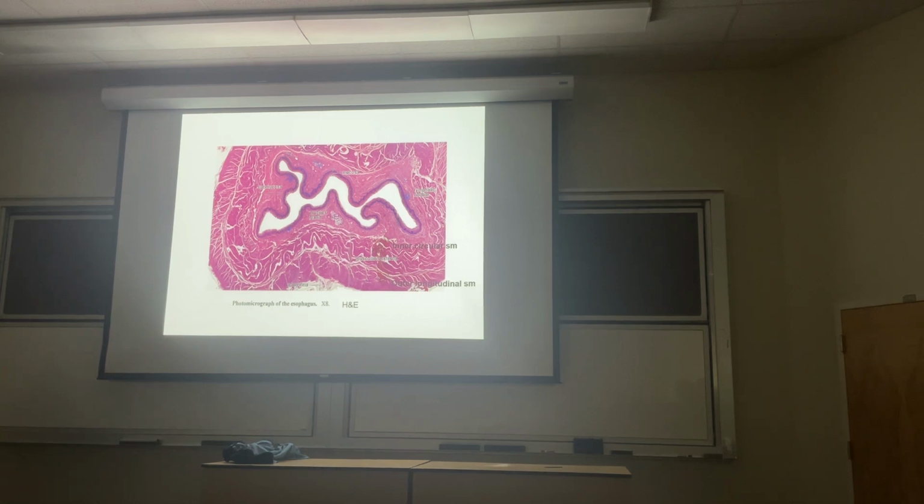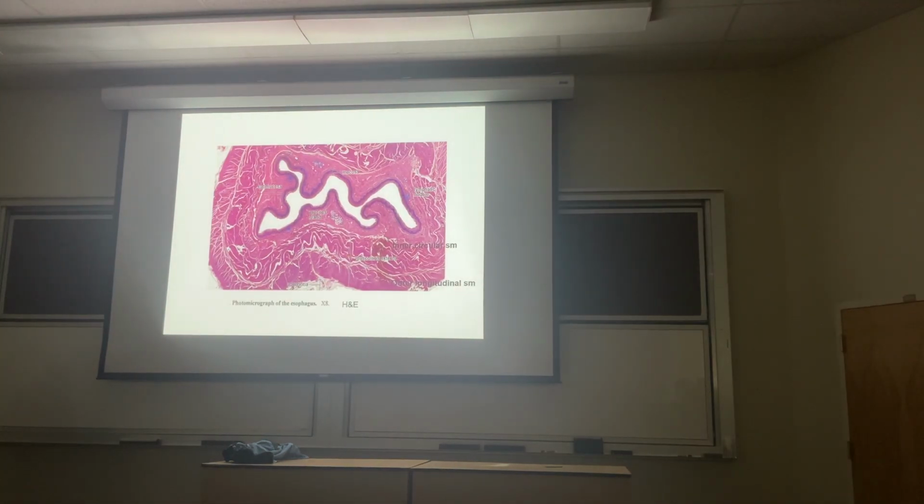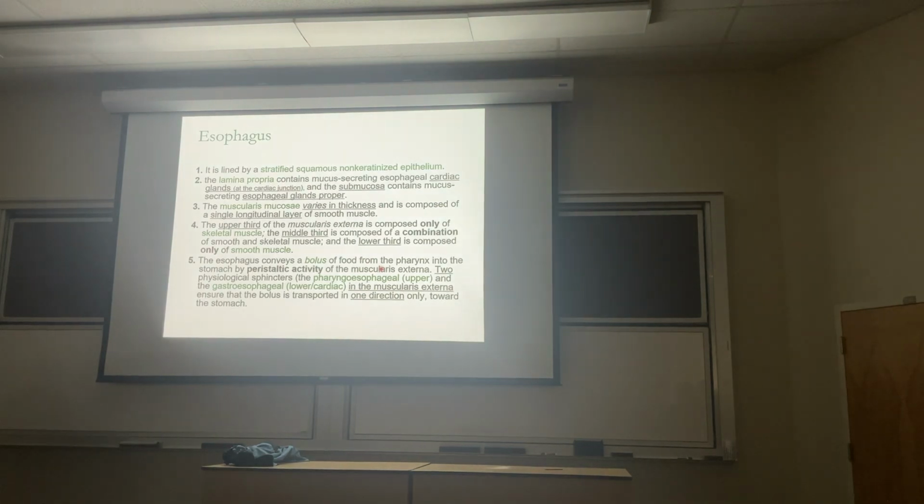There's a submucosa. This is the muscularis externa. You can see it here. A little bit of adventitia there. And notice inner circular layer and outer longitudinal layers. We'll see those better in a higher magnification. At the lamina propria, you can have some glands, mucus secreting, and in the submucosa, you have some mucus secreting glands that are called esophageal glands proper, if you will.